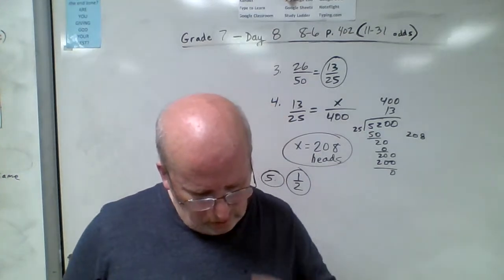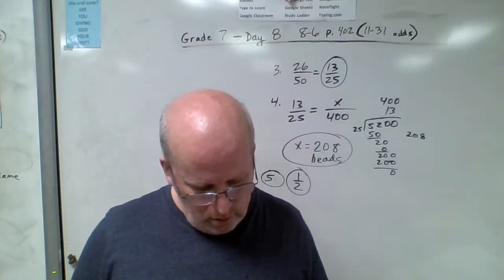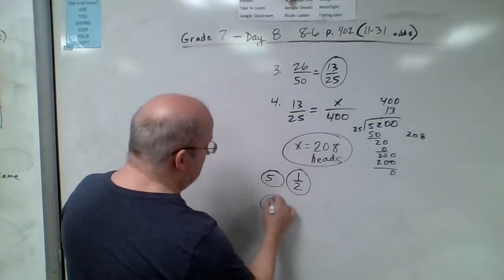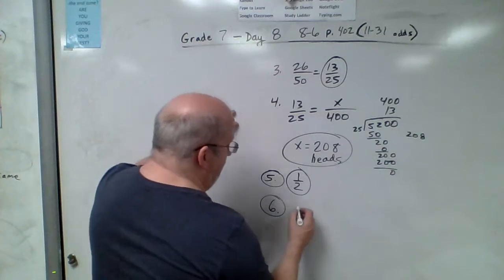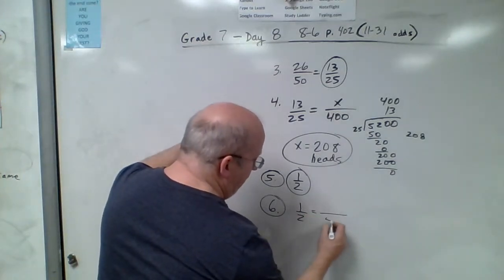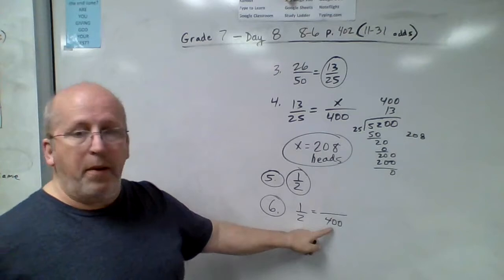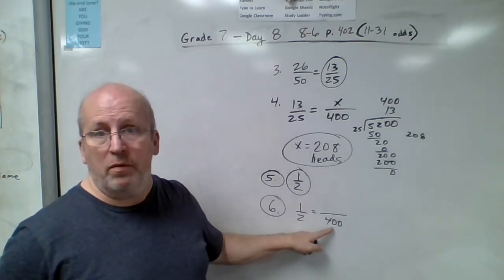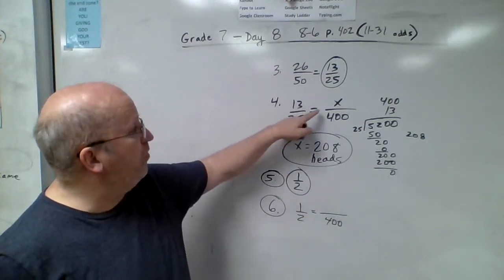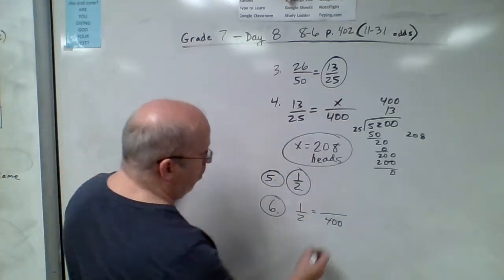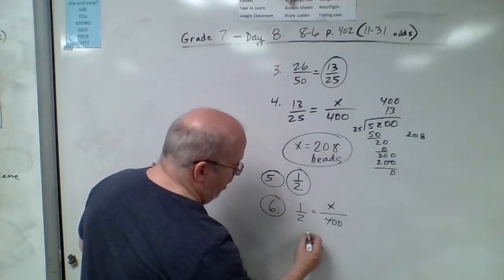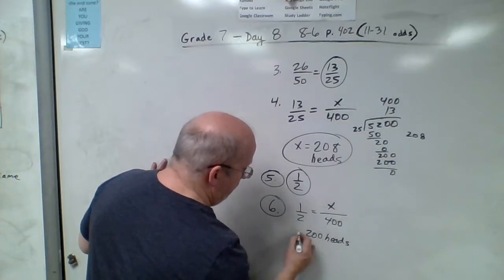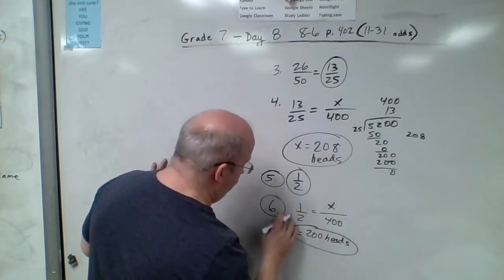Number 6, based on the theoretical probability, how many heads would you expect to occur in 400 tries? So number 6 is similar to problem 4, but now we're going to use the theoretical probability and think about how that would change if we did the experiment 400 times. So instead of 13/25 equals x over 400, now it's 1/2 equals x over 400. And that's pretty easy. I think most of you can do that one in your head. X in this case would have to be 200 heads.